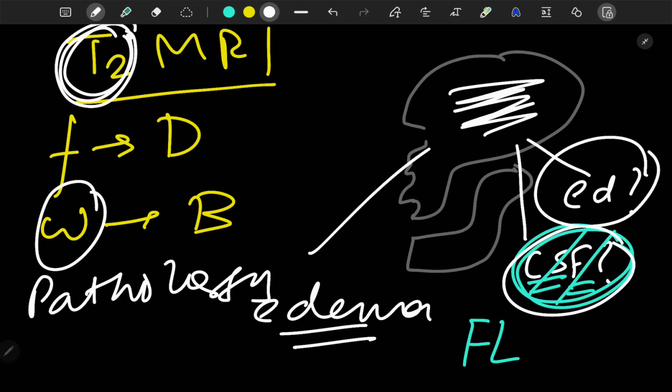So this cerebrospinal fluid, or the fluid FL, if I attenuate or A it and use an inverse resonance, I will get a FLAIR, fluid attenuated inverse resonance, or Flair.